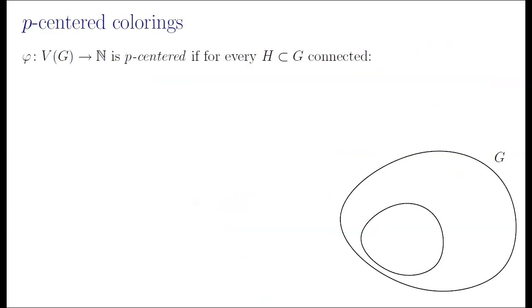So this is all with coloring numbers. And I have one more slide just to wrap up this talk, about p-centered colorings. Just a comment first: weak coloring numbers and p-centered colorings usually come together in various places. For example, they both characterize bounded expansion classes.